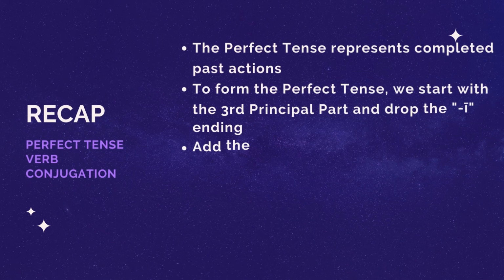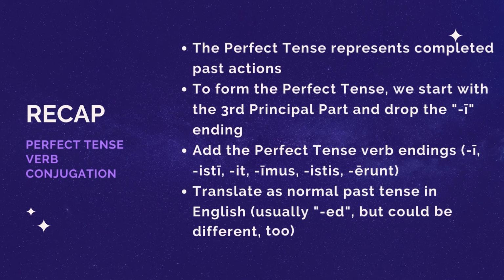So go do Magistrula. Here's a quick recap of what we just did. Bring it all together. Again, perfect tense represents completed past action. To form it, you go to the third principal part, and you drop the long I, and you just add your endings. That's it. Translate it like normal past tense in English. Usually it's ed, like walked, but it could be different. That's all there is to it. It's very straightforward. So practice this. Go over it a few times. Get as much repetition as you can, and you should be all set. Good luck.